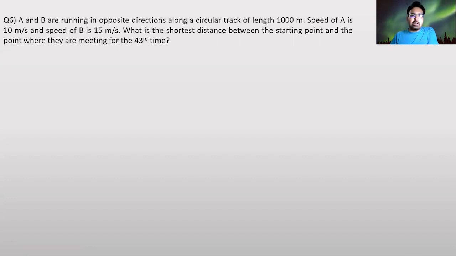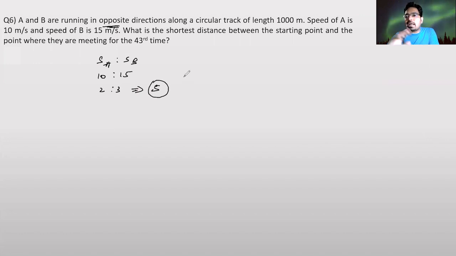Right. Let's have a look at this. A and B are running in the opposite direction along a circular track of length 1000 meters. Speed of A is 10 and speed of B is 15. Now understand this thing, speed of A and speed of B is given to you. So you can then look at the ratio very clearly as 10 is to 15, which is nothing but 2 is to 3. So how many distinct points will they be moving on the circle? If they are moving in the opposite direction, that will be 5 distinct points. That means your entire circle must be divided into 5 equal parts.